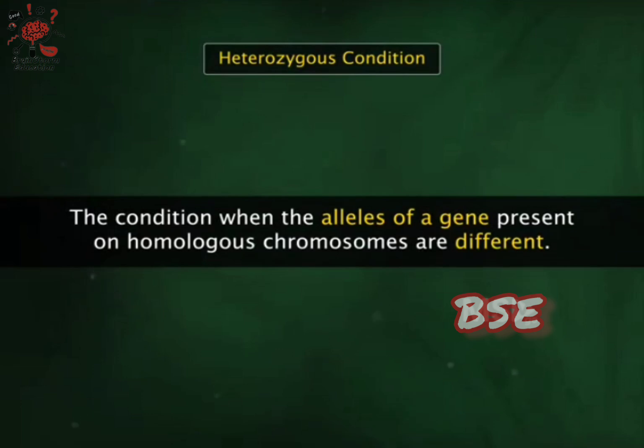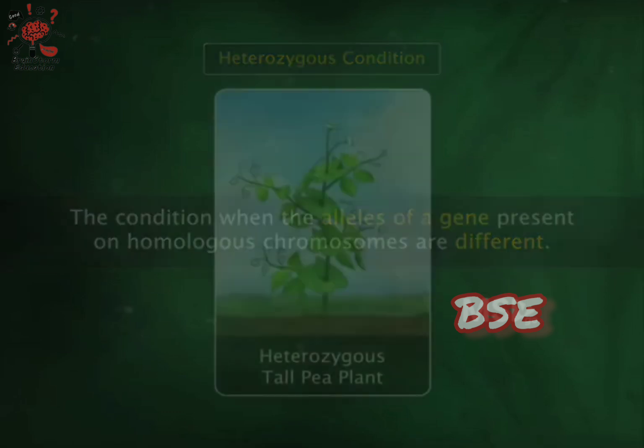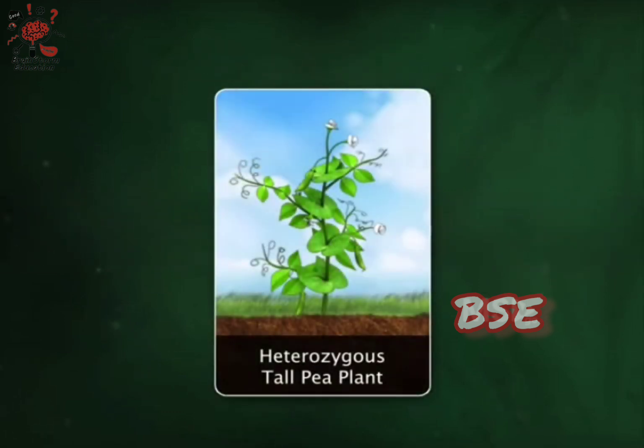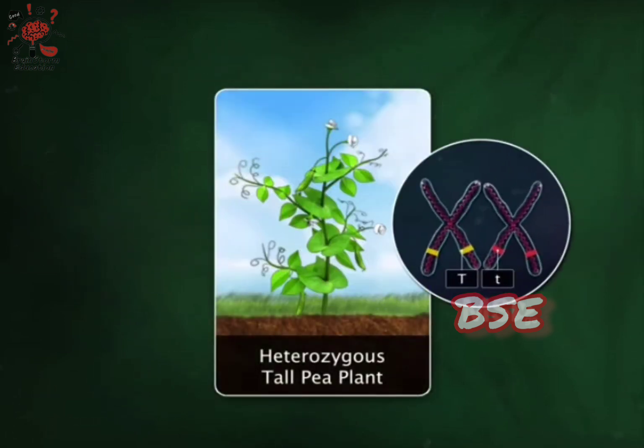Heterozygous condition. Heterozygous individuals have different alleles of the gene located on their homologous chromosomes. A pea plant with two contrasting alleles for plant size, one for tallness and the other for dwarfness, is an example of a heterozygous individual.